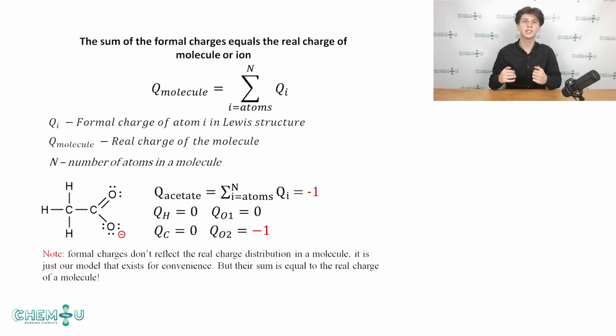Here is the already discussed example of the acetate anion. At the bottom you can clearly see how to calculate the real charge of a molecule using the formal charges in Lewis structures. And pay attention again to the location of the negative charge. It strictly correlates with the electronegativity of the atoms, just as we discussed before.